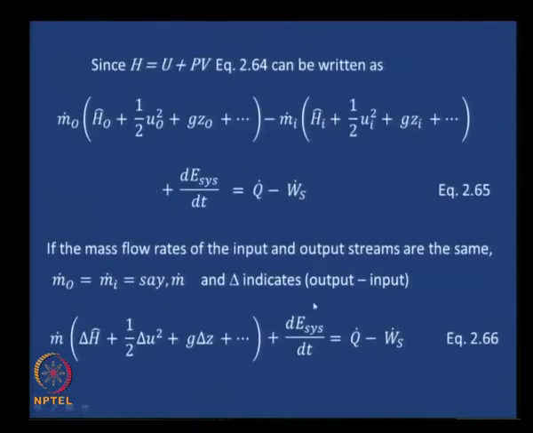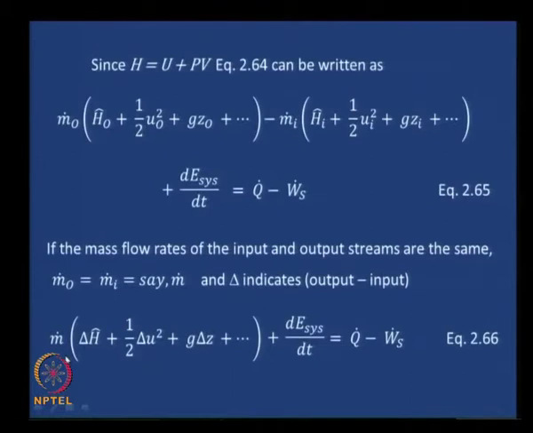So, this is in a form that we can directly use. If you know the differences in velocity between the inlet and outlet, the differences in heights between outlet and inlet, and the differences in enthalpies of the stream at the outlet and at the inlet, then this can be computed if you know the heat interaction and the shaft work interaction. So, this is a nice form of the energy balance, a very useful form of the energy balance.